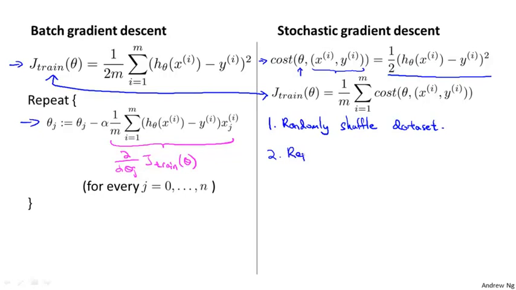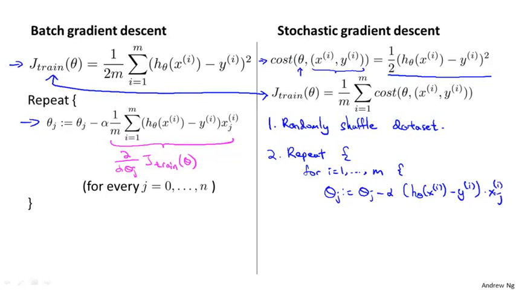But the main work of stochastic gradient descent is then done in the following. We're going to repeat for i equals 1 through M. So I'm going to repeatedly scan through my training examples and perform the following update. I'm going to update the parameter theta j as theta j minus alpha times (h of xi minus yi) times xi j. And we're going to do this update as usual for all values of j.